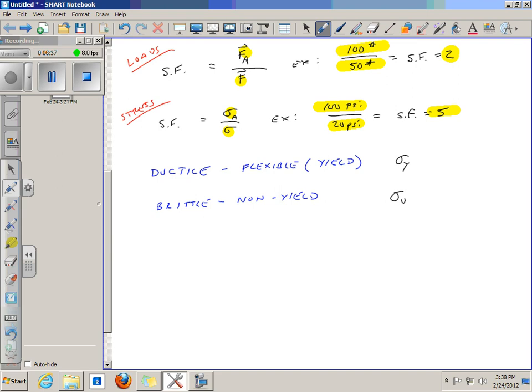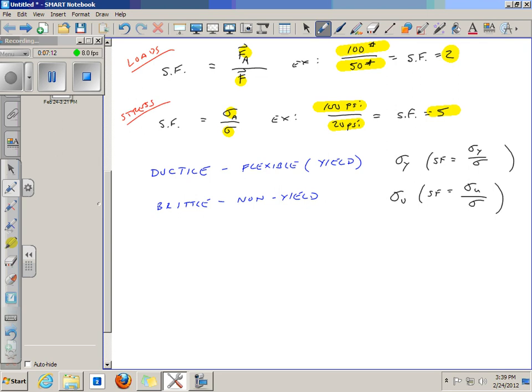So when you're calculating a safety factor, you need to look at what type of material it is. If it's ductile, then your safety factor is equal to the yield stress divided by the actual stress, what you've got. But if you've got a brittle material, since it doesn't yield, you've got to go with the one that's at failure. The safety factor is equal to the ultimate stress divided by the actual stress.